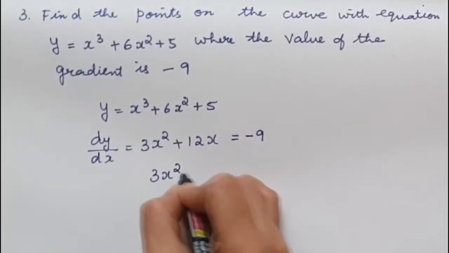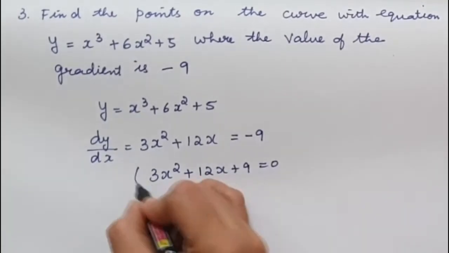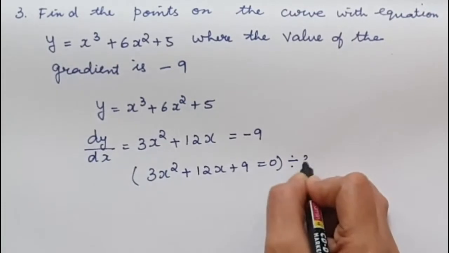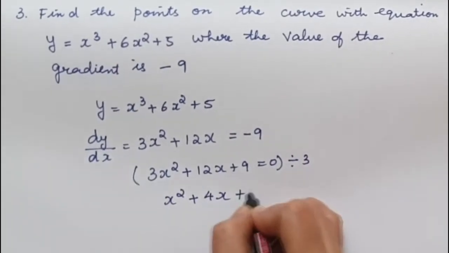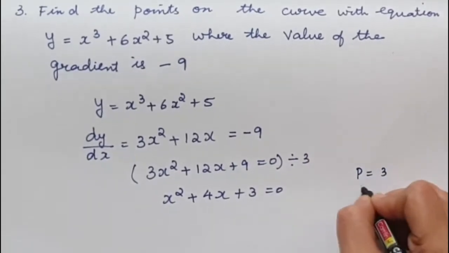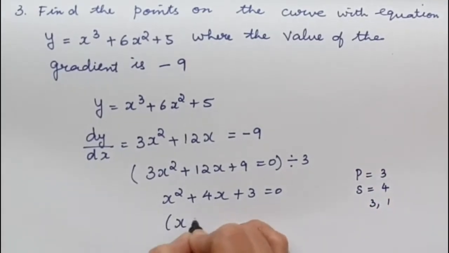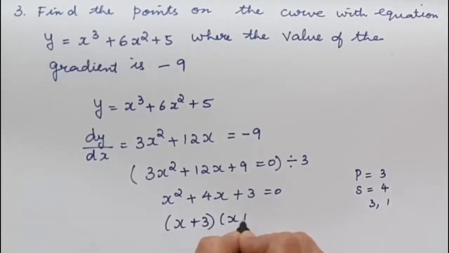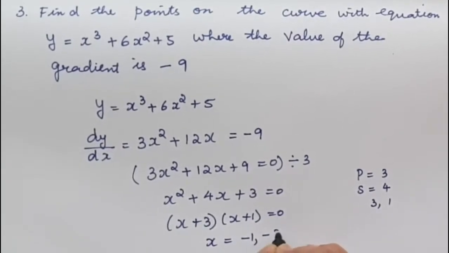So we can shift it to one side, 3x squared plus 12x plus 9 equal to 0. The entire equation we can divide by 3. So it comes as x squared plus 4x plus 3 equal to 0. The product equal to 3 and the sum equal to 4. So it is 3 and 1. So it comes as (x plus 3)(x plus 1) will be equal to 0. x will be equal to minus 1 or minus 3.